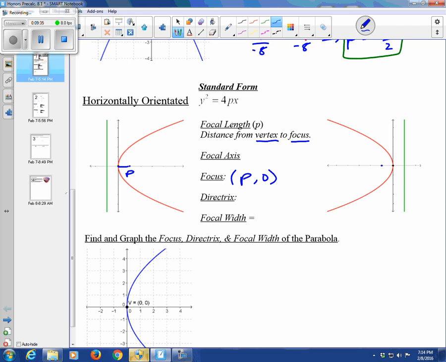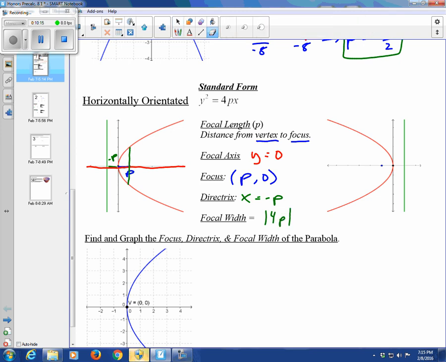Right here, the directrix is going to be that same length p, but in the opposite direction. So if we go p in the opposite direction, we can say that our directrix is going to be the vertical line x equals -p. Here, we're going to define the focal axis, again, as that line that goes through the vertex and the focus. In this case, the focal axis is y equals 0, which is basically the x-axis. And again, the focal width we define in the same way. That's the width of the parabola through the focus, and in this case, that's going to be, again, the absolute value of 4p.